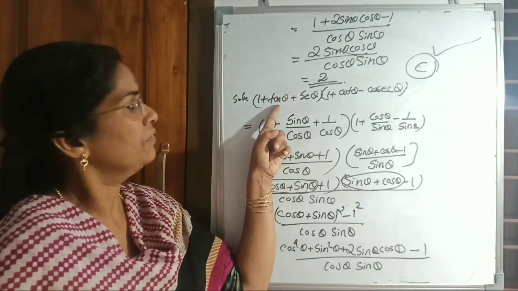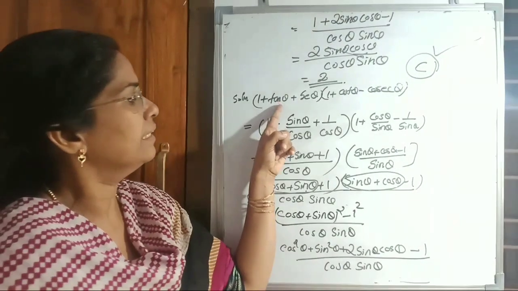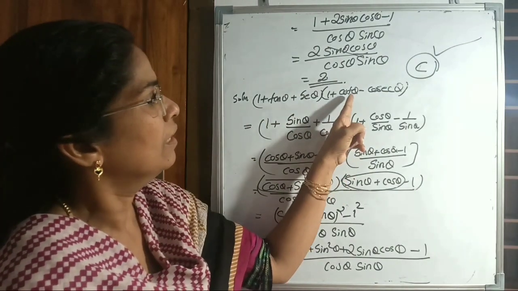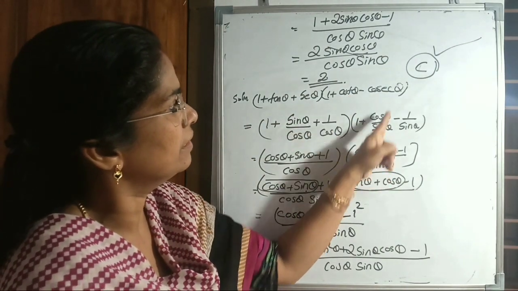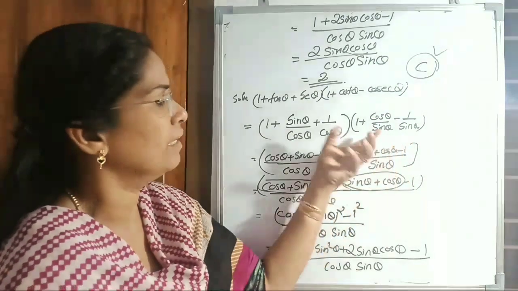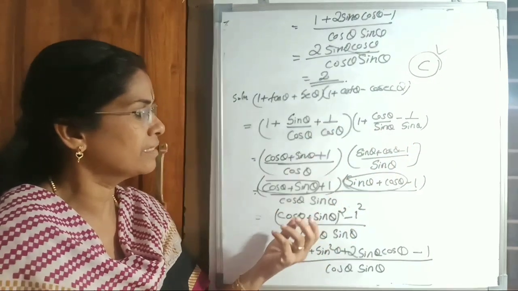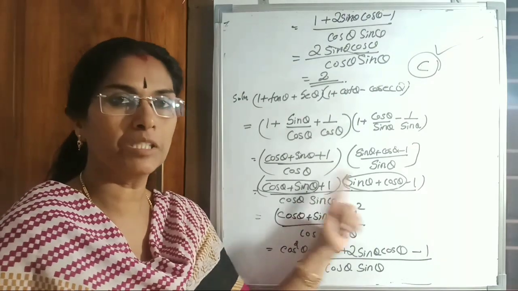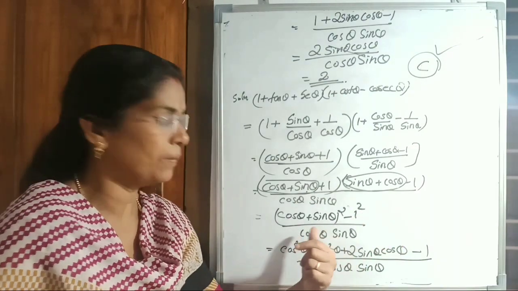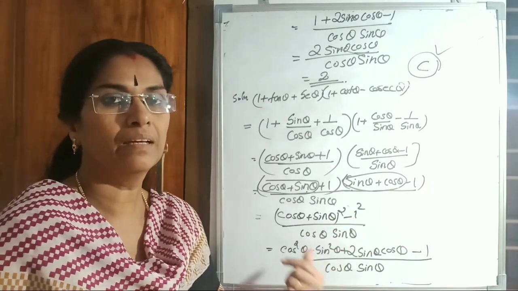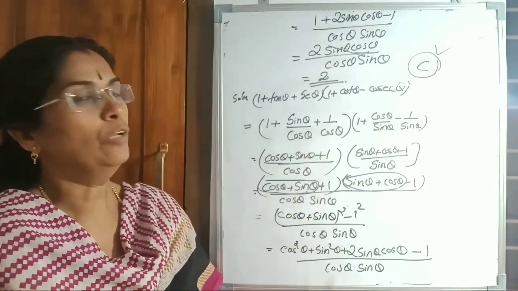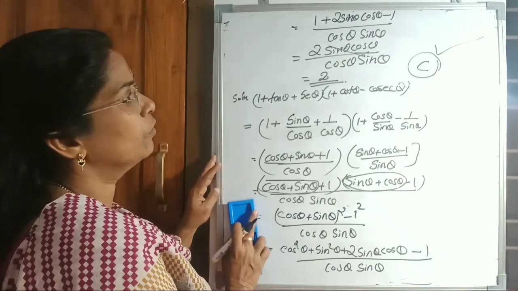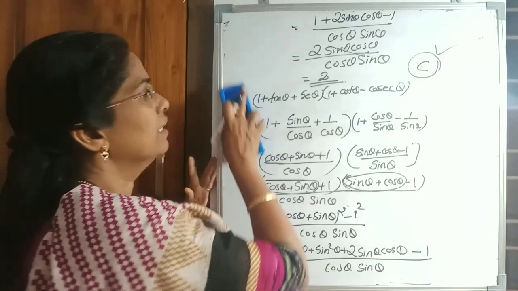So here, first we write tan theta in terms of sin theta and cos theta, sec theta as 1 by cos theta, cot theta as cos theta by sin theta, and cosec theta as 1 by sin theta. After that we take LCM and apply the algebraic identity in the a plus b into a minus b form. After that we again applied the a plus b whole square form and found the value of the trigonometric ratios. That we got as 2. That is our option C.